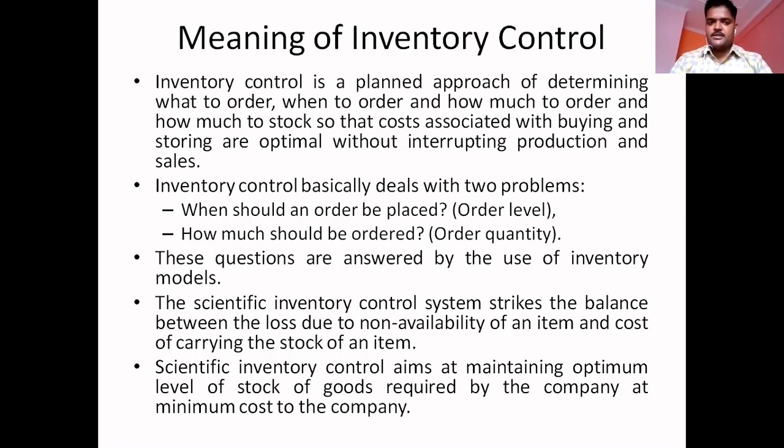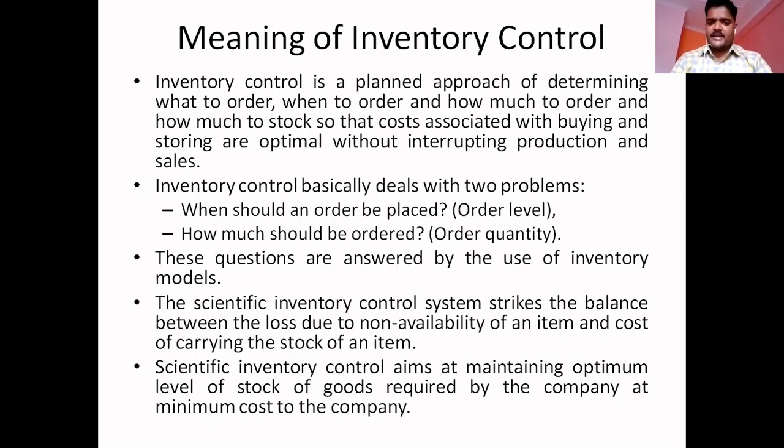So these questions are answered by the use of inventory models. We can use various types of inventory models such as basic economic order quantity, and some other models are also available for inventory control. The scientific inventory control system strikes the balance between the loss due to non-availability of an item and the cost of carrying the stock of an item.